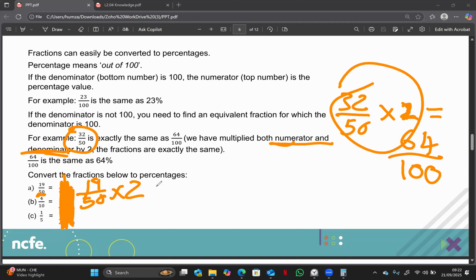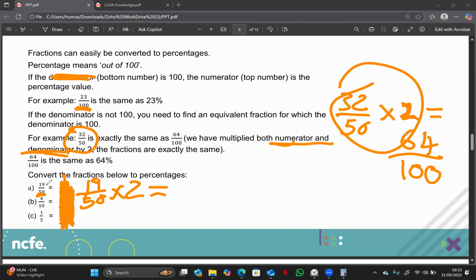Is that clear? If you read this, it says percentage means out of 100. If the bottom number is 100, we need to make the bottom number 100 always. To convert to a percentage, this bottom number has to be 100 always. So what we're trying to do here is make the bottom number 100.